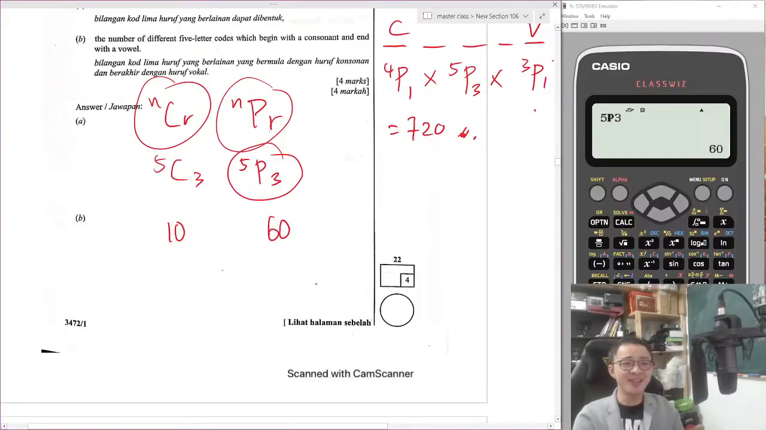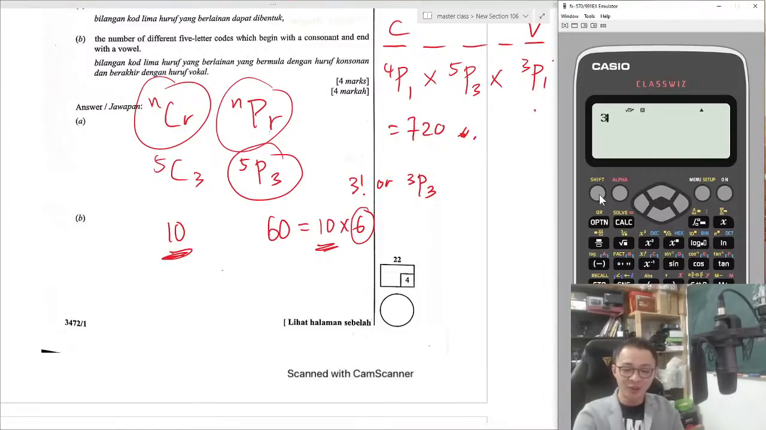Because what? 60 means what? If I take it out, because I say they have the same process, isn't it? If I take out 10, it's 10 multiplied by 6. They must have the same process 10 here because they find objects, they randomly choose 3 objects. But if I want to arrange 3 objects in this topic, we call it 3 factorial or 3P3. So if you type 3 factorial in the calculator, you get 6.